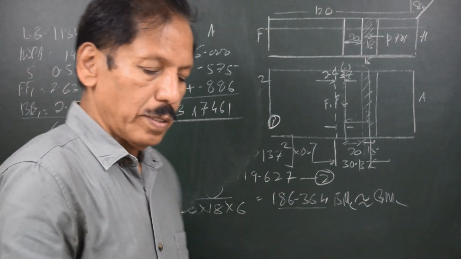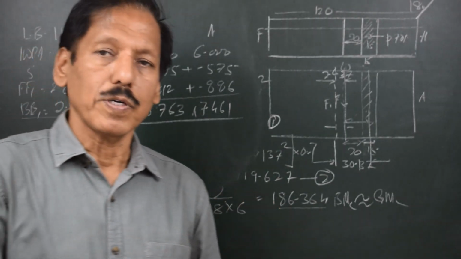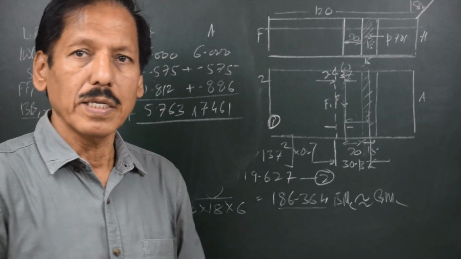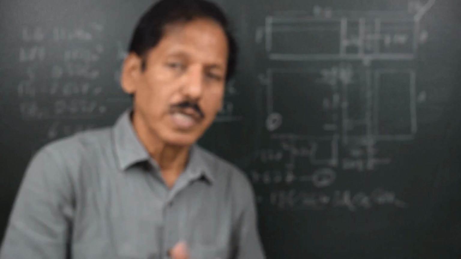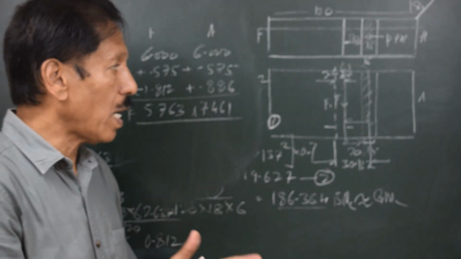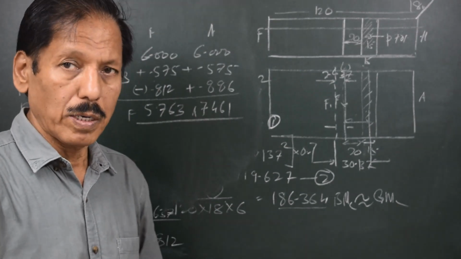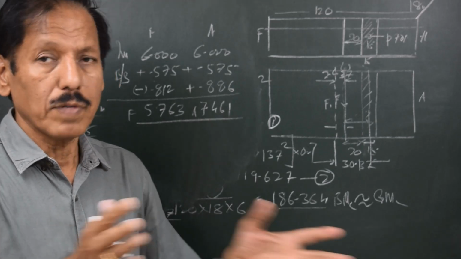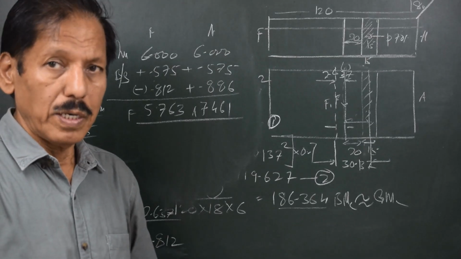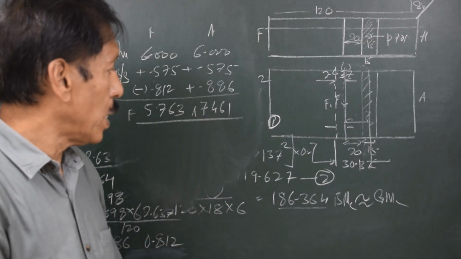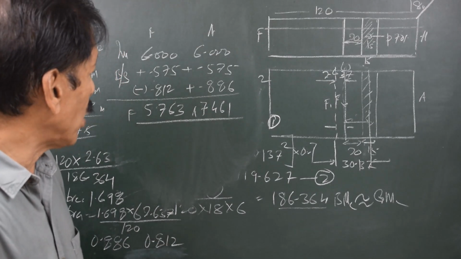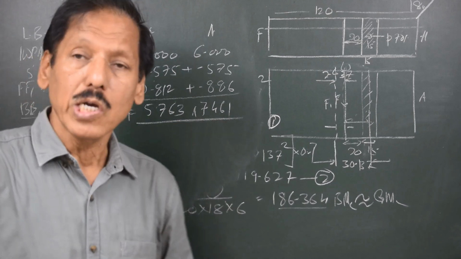So here, compared to my last video, if you have seen, in this video practically there is no difference in working, right? We have to draw the diagram. Please remember, the diagram should be part and parcel of your numerical. If you want to do a numerical without drawing the diagram, I'm sorry, you will never be able to master the numerical. So the forward draft is 5.763, aft draft 7.461.